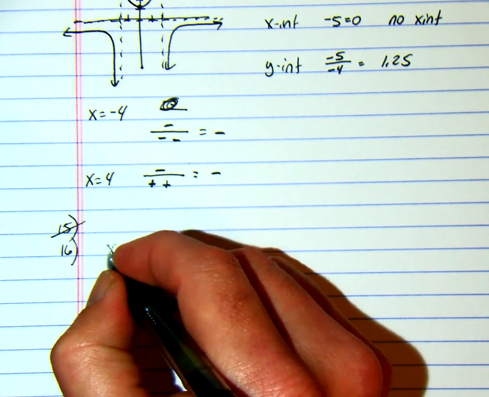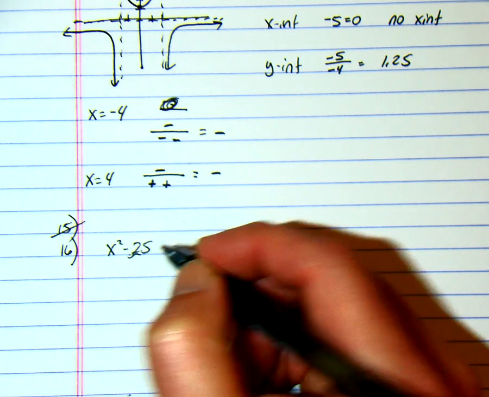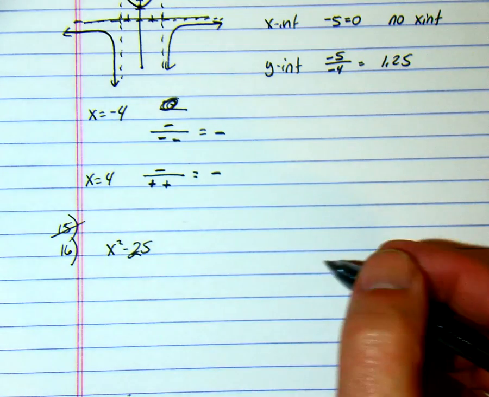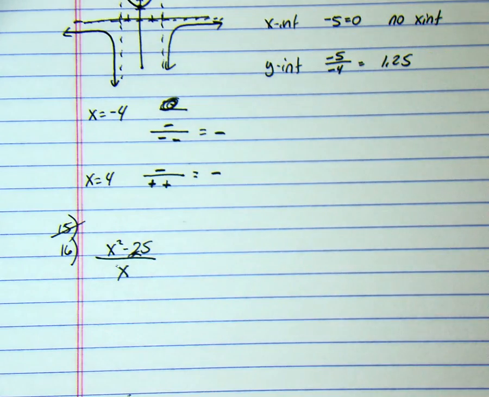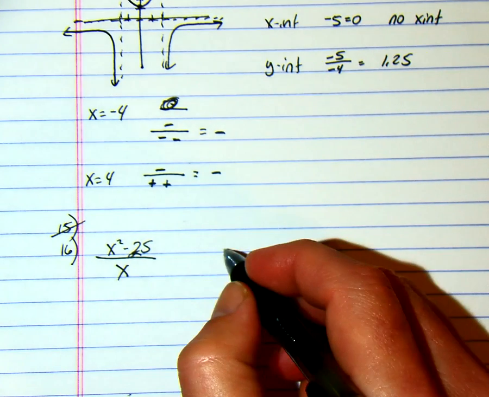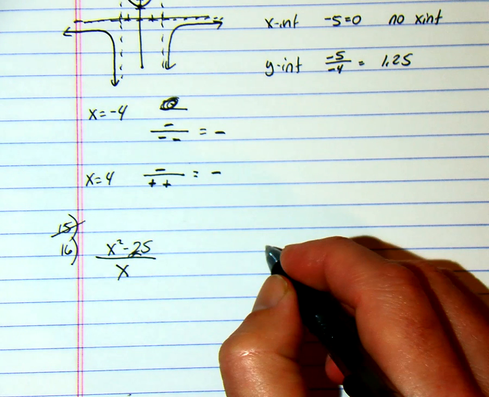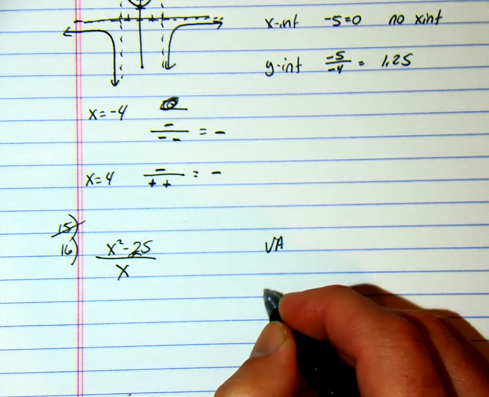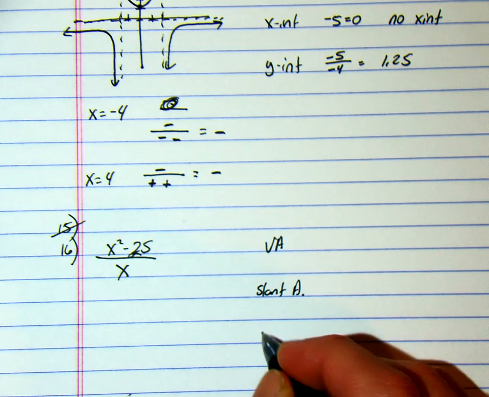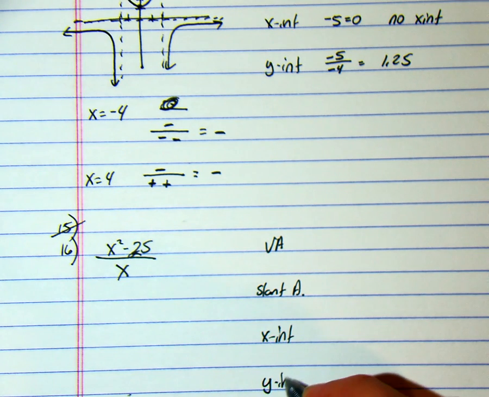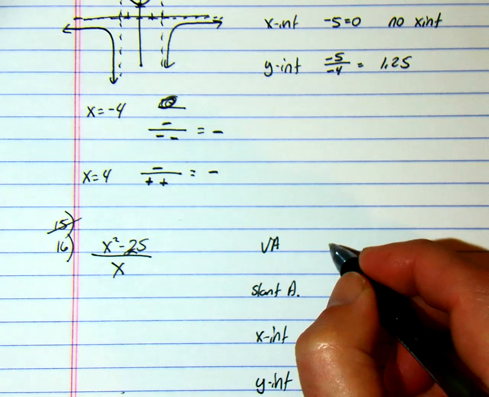The slant asymptote, we have x squared minus 25. The first slant asymptote is very hard just because it's very, very ugly looking. But we're going to divide this by x. So there's the function. We're going to graph this rational function as well. So this means that we're going to have a vertical asymptote. We're not going to have a horizontal asymptote. We're going to have a slant asymptote. We're still going to have an x-intercept, and we're still going to have a y-intercept. My vertical asymptote there is 0.